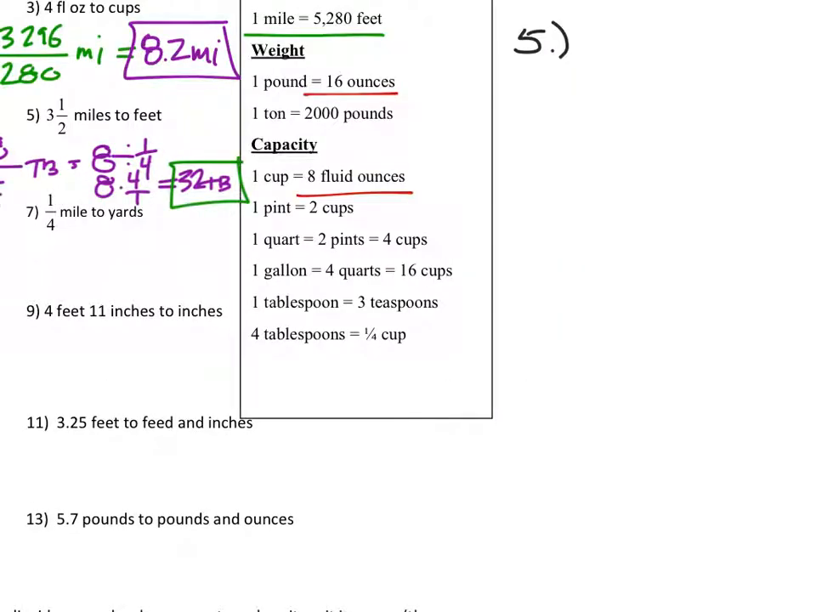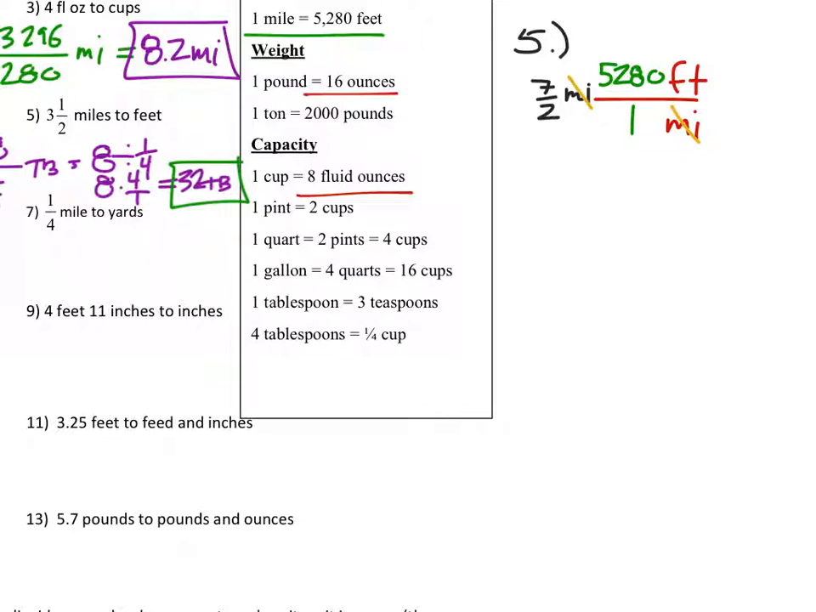So number 5, we got 3.5 miles. We want to convert this to feet. So 3.5, which we can make an improper fraction. 3 times 2 is 6 plus 1. So we can just make this 7/2. And this is in miles. But what we want is feet, so we're going to have to multiply this by 1. But we're comparing feet and miles. Well, there's 5,280 feet in 1 mile. And this allows us to cancel out the miles, which leaves us with the feet.